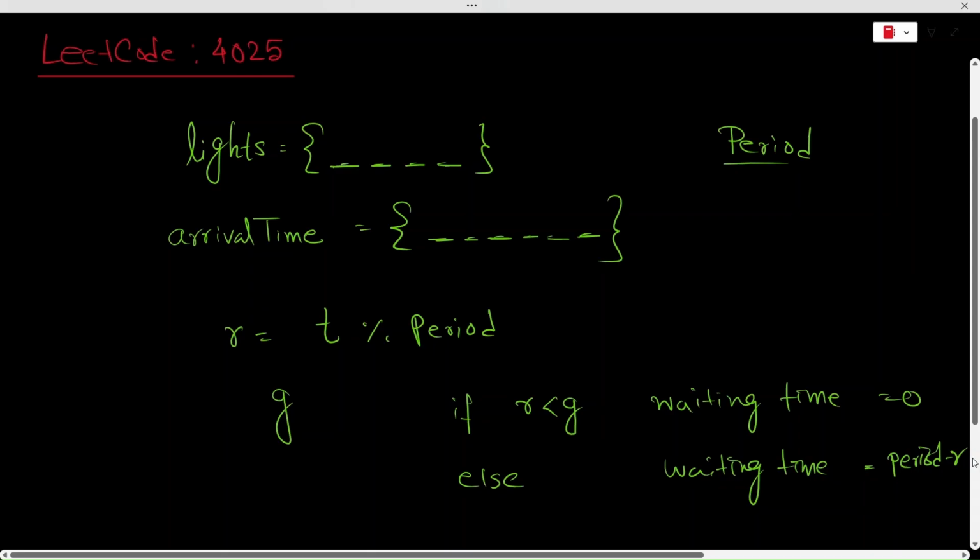So now we need to minimize the maximum waiting time of any car. We need to return that. Now if the question is clear to you, let's jump to the solution.